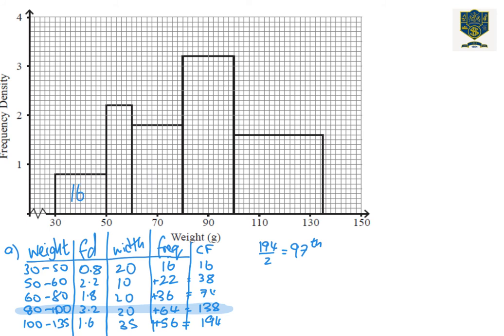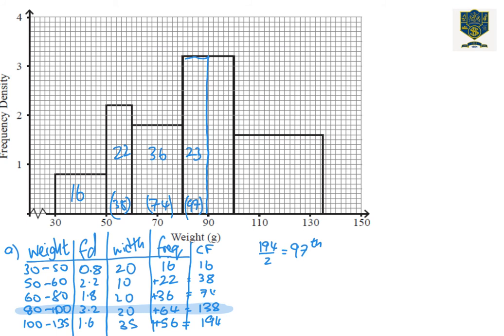So we've got 16 in the first group, and then we've 22, which takes us up to a total of 38. And then we've another 36, which takes us up to 74. And what we want then is 97. It's the 97th term. So we need 23 more in this group to give us a total of 97. So I'm going to draw the bar.